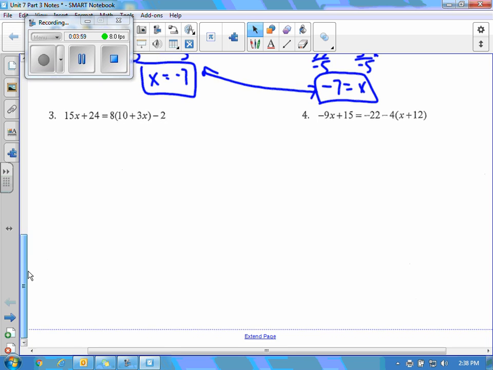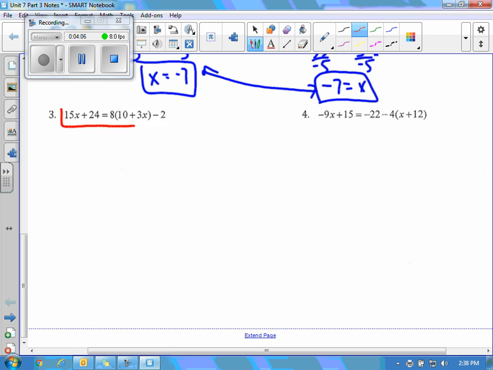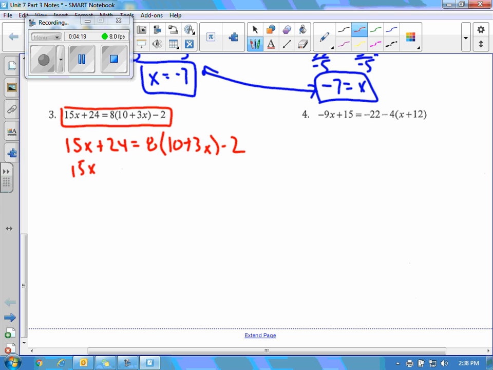Okay, if you scroll down and look, these are just going to get a little more complicated as we go through them. So I'm going to do number 3. Again, I start by boxing and rewriting. So 15x plus 24 equals 3 times the quantity 10 plus 3x minus 20. So the first thing I'm going to do is go ahead and do the distributive property. Again, I have a number out front of a binomial, so I'm going to distribute 8 times 10 is 80. 8 times 3x is 24x.